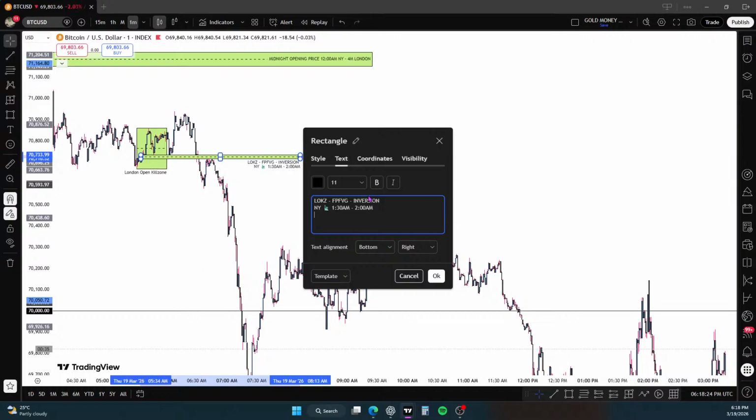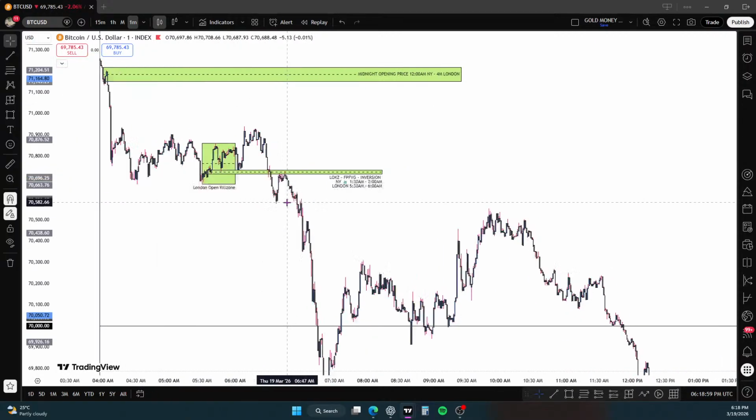Okay, and then so therefore London, what does it say here? 5:30 till 6. Is that AM? Yeah, obviously. So what this is, look, it's literally called London Open Kill Zone.